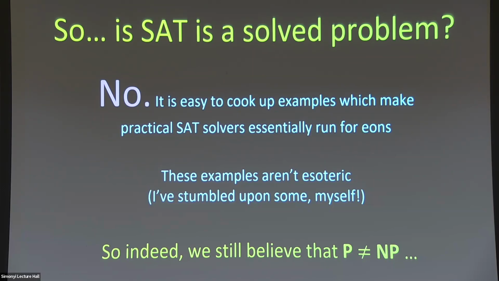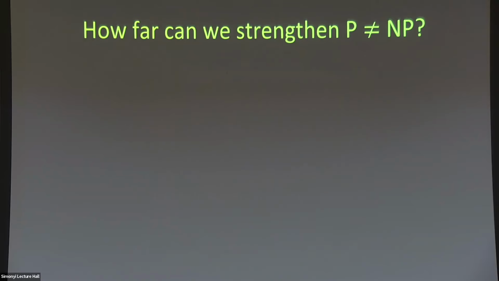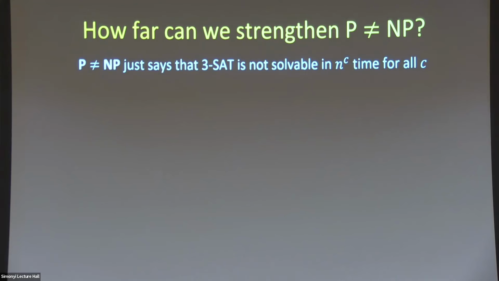So indeed, we still believe P is not equal to NP, despite the SAT revolution in practice. And in fact, people believe stronger hypotheses than P not equal to NP. So exactly how hard is the SAT problem? Well, saying P not equal to NP just means that, say, 3-SAT is not solvable in n to the C time for any constant C. I give you a formula on n variables, it cannot be solved in n to the C time for every constant C. So n to the billion, whatever.